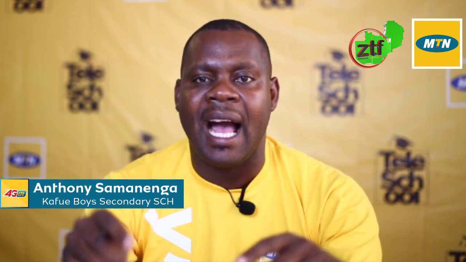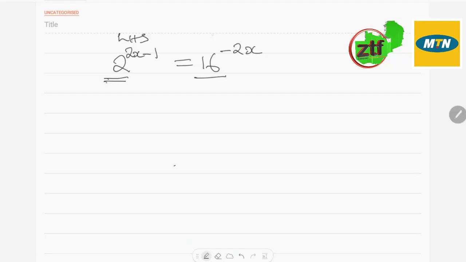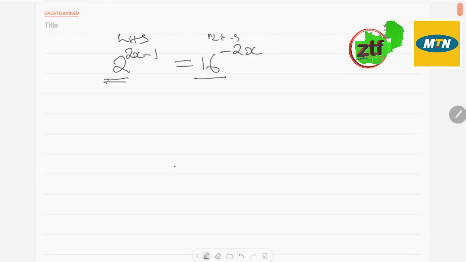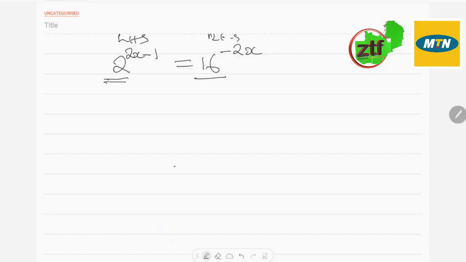So, first thing you need to pay particular attention to is, are the bases the same? When you look at the bases, are they the same? If they are the same, then you go ahead and equate the powers. So in this question, we have the left-hand side, the base is 2, and the right-hand side, the base is 16. So the bases are not the same. You cannot equate the indices. From the left-hand side, the index we have is 2x minus 1. From the right-hand side, the index we have is negative 2x. So then how do you move in order for you to answer that question?